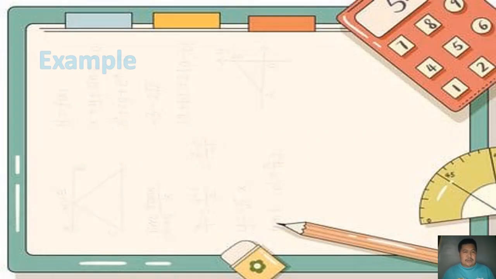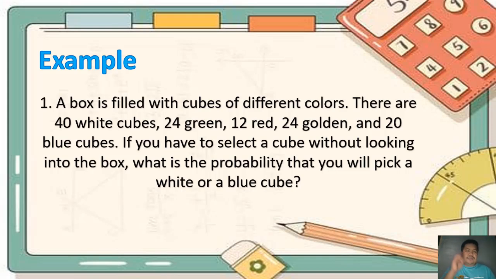So, for our first example, sabi niya rito, a box is filled with cubes of different colors. So, maraming kulay. So, ano yung mga kulay na yun? There are 40 white cubes, 24 green, 12 red, and 24 golden. And siyempre meron tayong 20 blue cubes. If you have to select a cube without looking into the box, parang bubunot ka. What is the probability that you will pick a white or blue? As you can see there, white and blue.